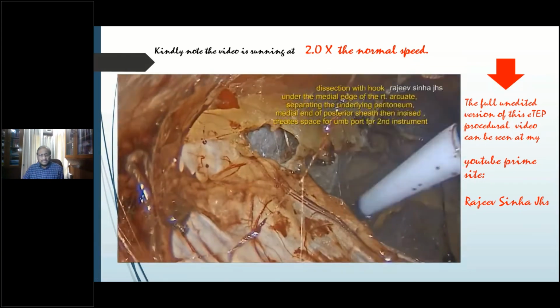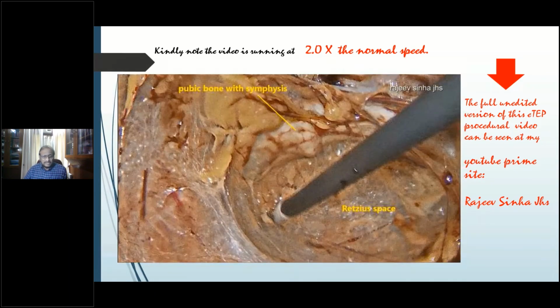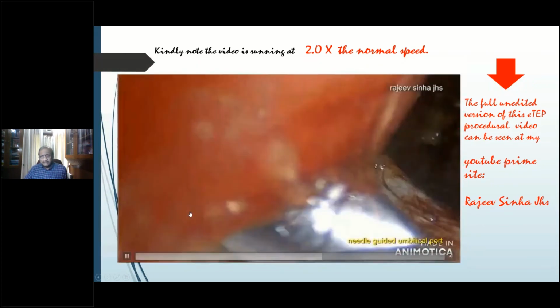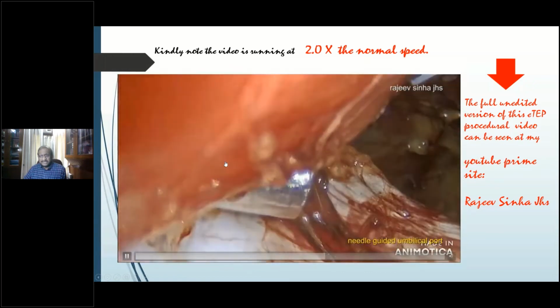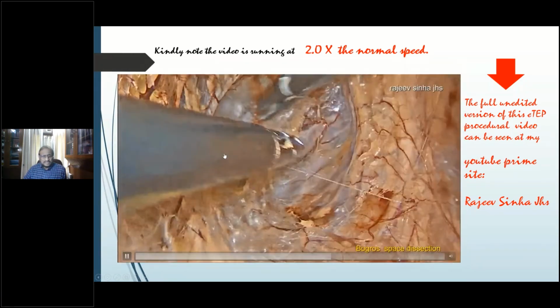If you damage the linea alba, you're going to create problems for the patient and for yourself, with greater development of either divarication or hernia. Now, the umbilical port is pushed in, again guided by the needle that I showed you in the last slide. And now you will carry out the two grasper dissection.